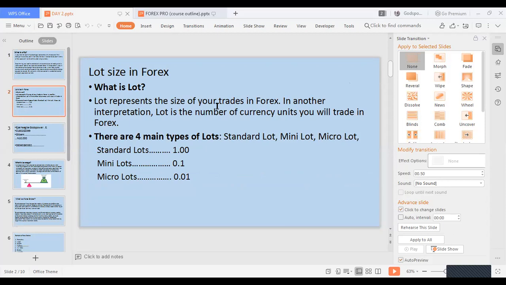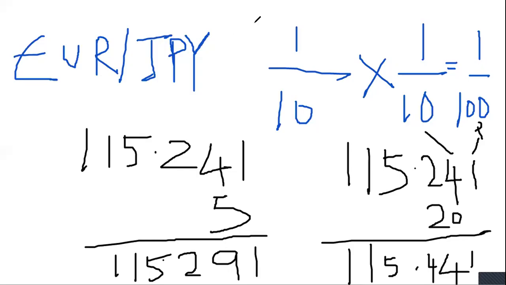There are actually 4 types of lots: standard lots, mini lots, micro lots, and nano lots. I purposely don't want to add nano lot because nano lot is negligible. I'm okay with a standard lot, mini lot, and a micro lot. Are you with me? So let's start. Back to my board. Don't worry, I'll give the PDF.